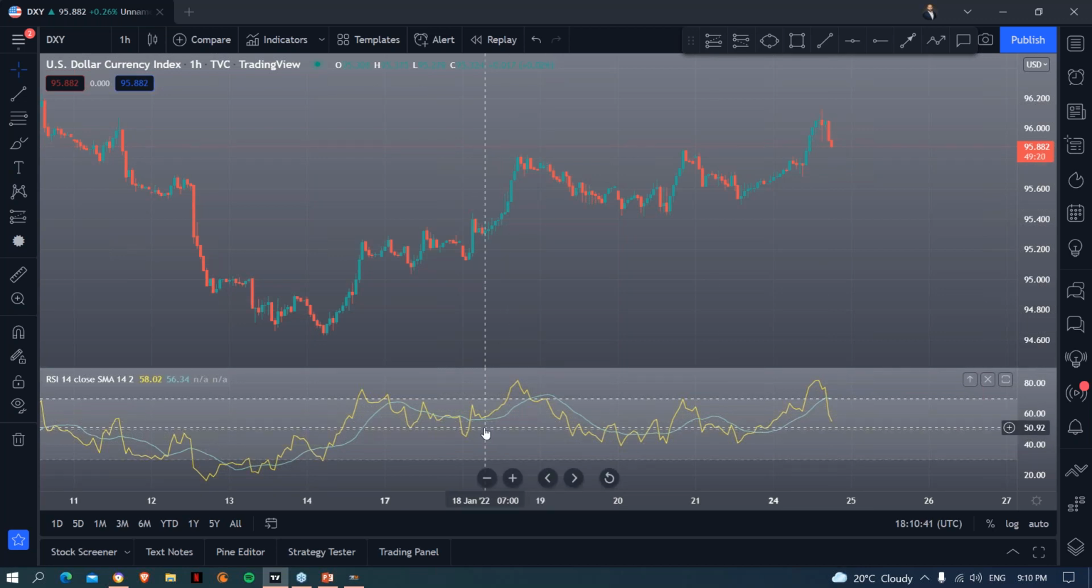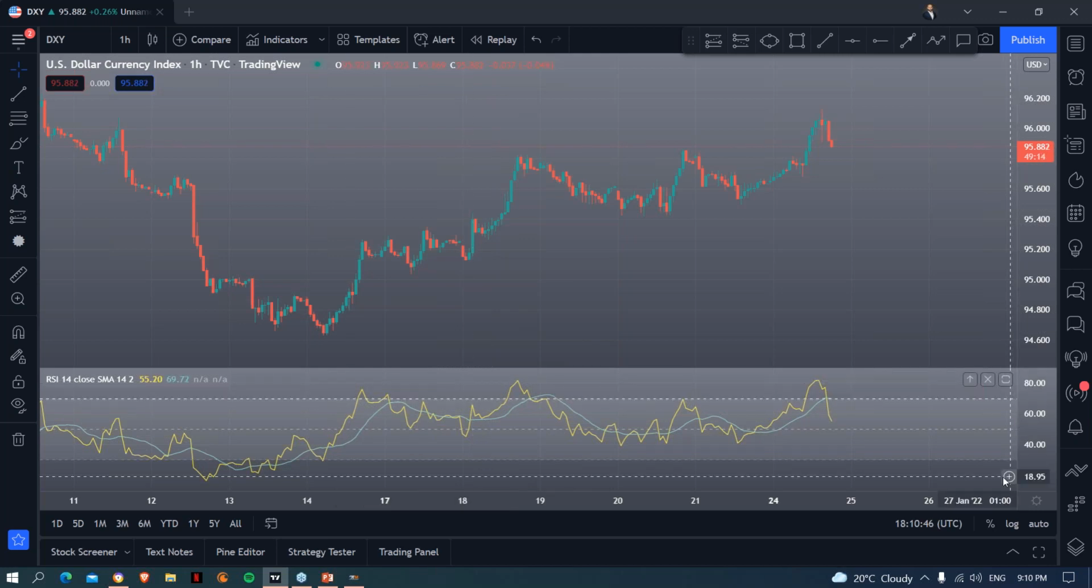Now let's look at the oversold and overbought zones. So we have here above 80 is overbought, below 20 is oversold. Remember that. Between 20 and 80 is the middle zone. Above 80 is overbought, below 20 is oversold.